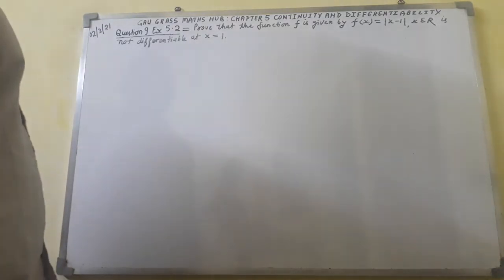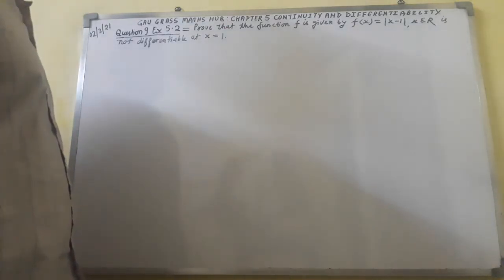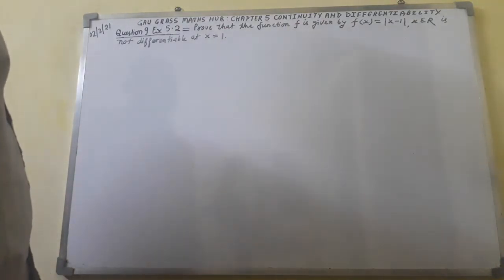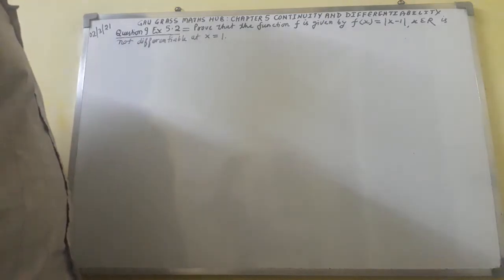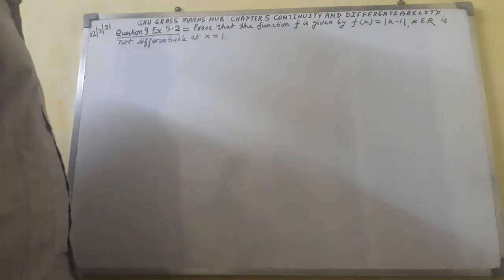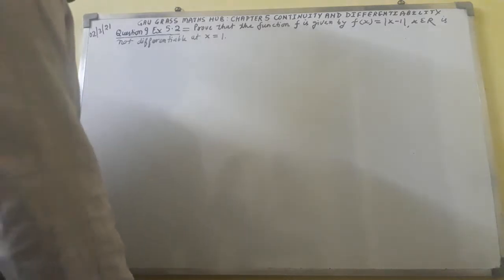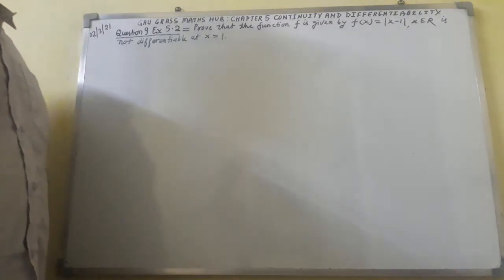I am going to discuss question number 9 that has been taken from exercise 5.2, chapter 5, continuity and differentiability. The question is, prove that the function f given by f of x equal to mod x minus 1, x belongs to capital R, where capital R is the set of real numbers, is not differentiable at x equal to 1. This is the question about which I am going to discuss here.